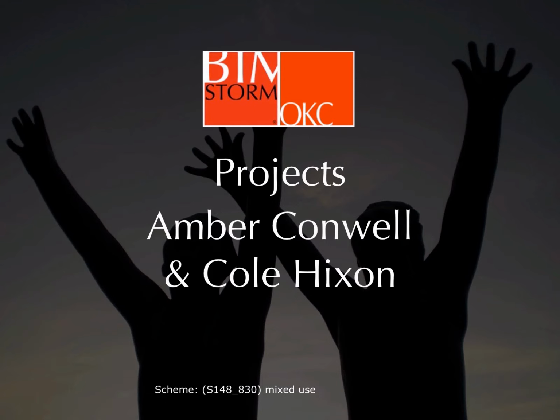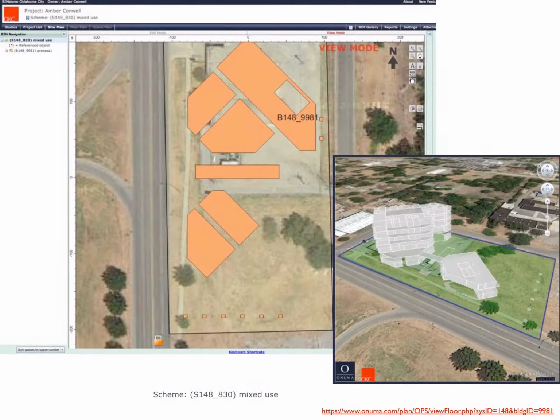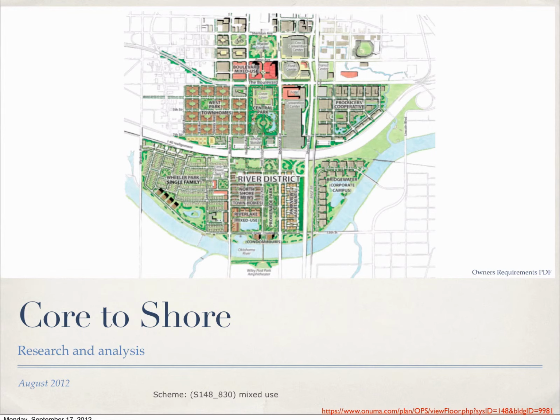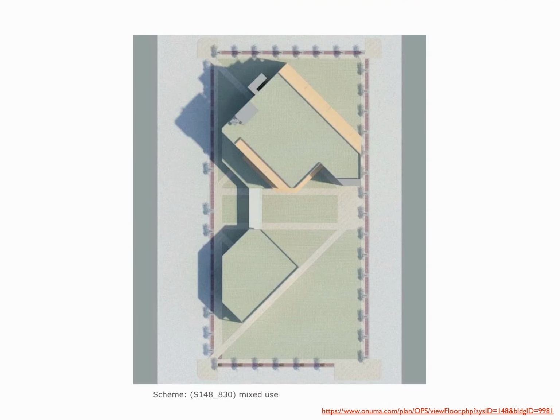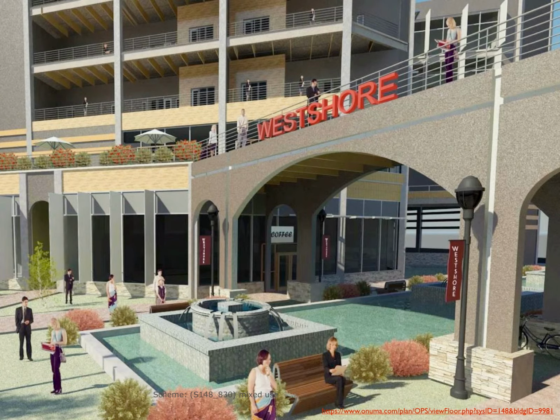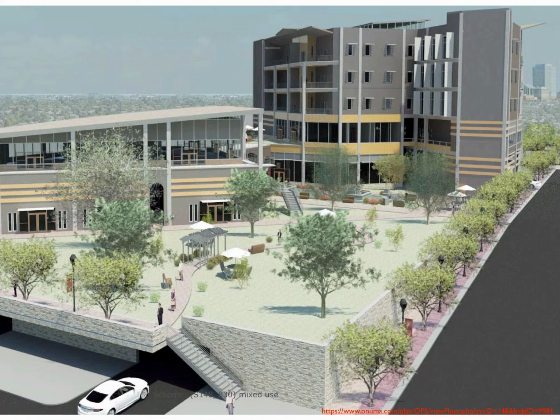Amber Conwell and Cole Hickson. This is the massing model of their project in the Onuma system and the Google Earth. And there's research and analysis. There's a lot of documents that were attached to the project. A lot of studies were done, massing studies, planning studies, and then more detailed models and renderings were prepared for the project. We are not that familiar directly with these projects.